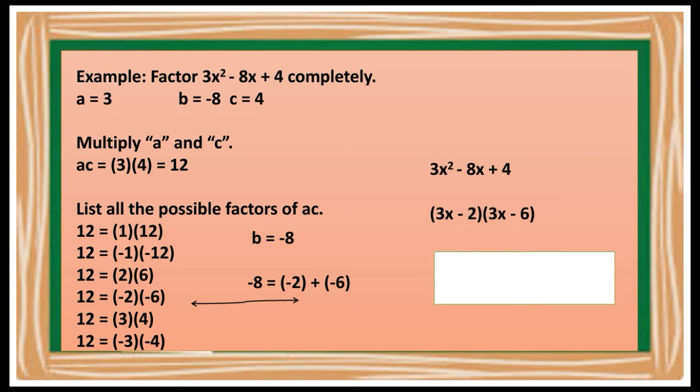The first step is to rewrite or copy the leading coefficient 3 together with the variable x and then partner them with your factors, negative 2 and negative 6. Now we have 3x minus 2 times 3x minus 6, and note that the 3x minus 6 can still be reduced into x minus 2 by dividing by 3. So we have 3x minus 2 times x minus 2 as your final answer.